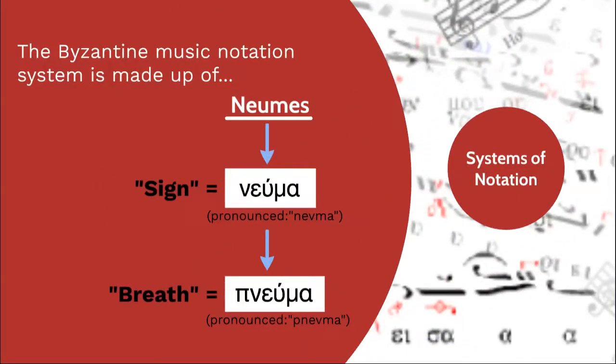Byzantine music has its own notation system made up of characters called neumes. The term neume comes from the Greek word pneuma, meaning sign. It is also believed that this word is derived from pneuma, which means breath. We can understand how the two may be related, where each breath from the mouth can correspond to a note that is sung.